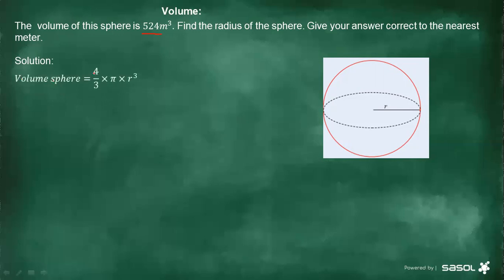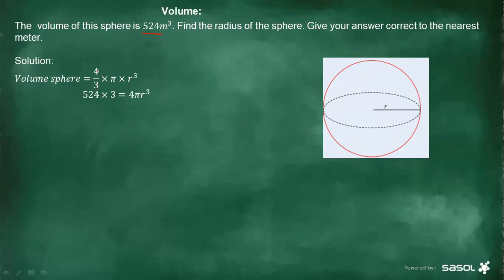Volume of sphere equals 4/3 times pi times r cubed. Then you substitute with what? We substitute our volume, which is 524, times 3. Why 3? Because we did not want to work with this fraction. So in order to get rid of this fraction, we multiply each term by the denominator of that fraction.